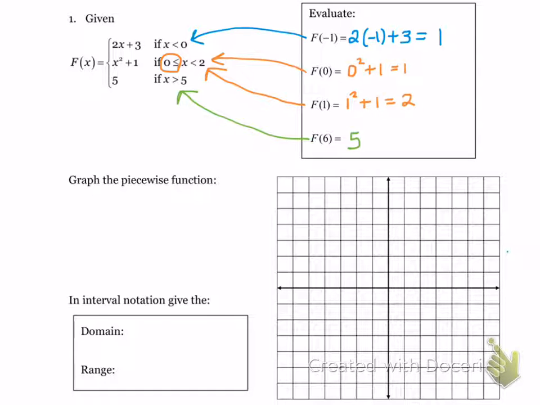So to graph these, I'm going to draw an xy chart for each of the 3 pieces. So since for number 1, 2x plus 3, x has to be less than 0, I'm going to start at 0. I need to always include that number 0, even if it says less than and not equal to. And then a couple points less than that. So if I plug in 0, I get 3. If I plug in -1, I get 1. If I plug in -2, I get -1.